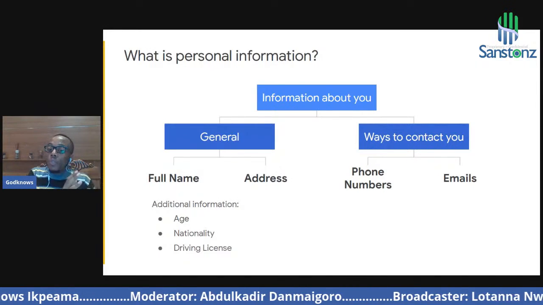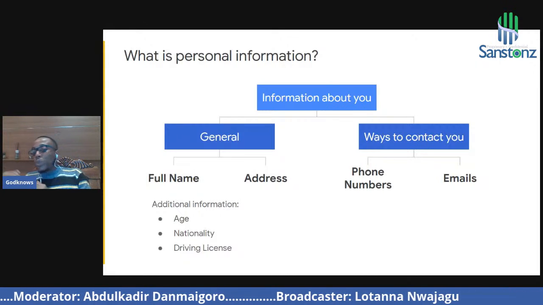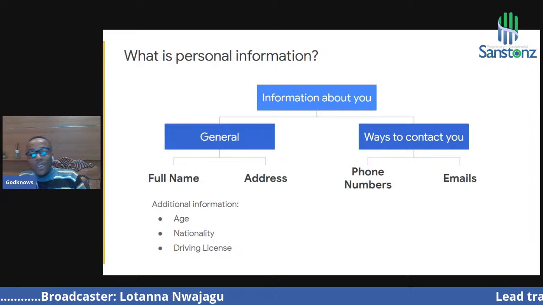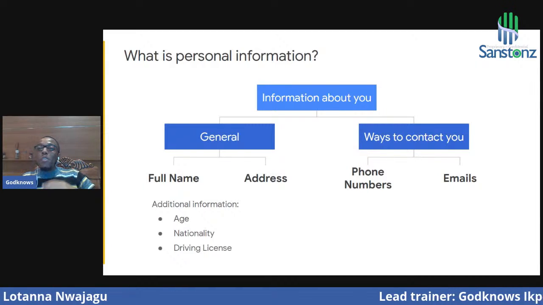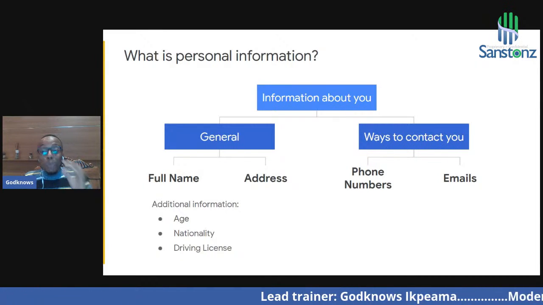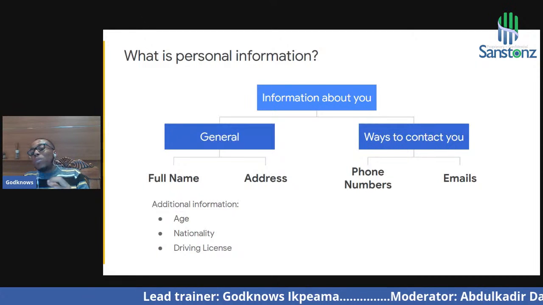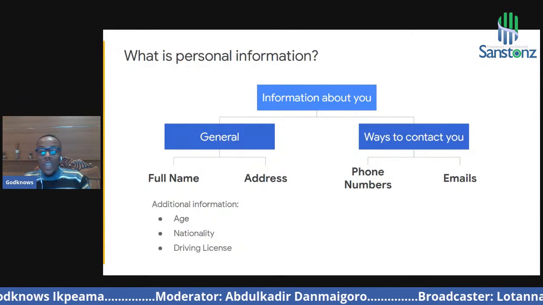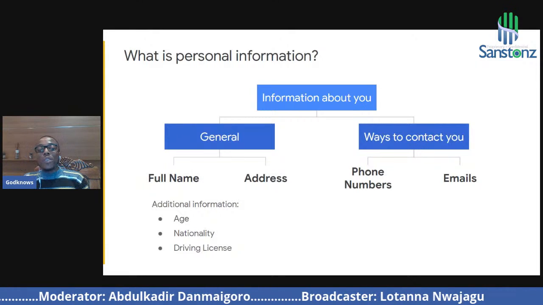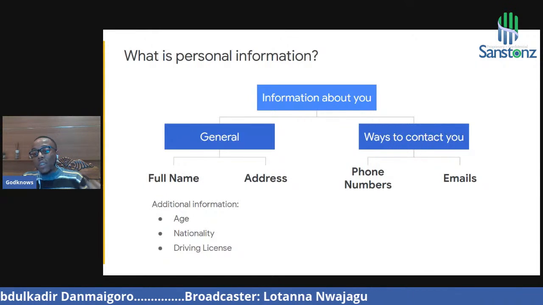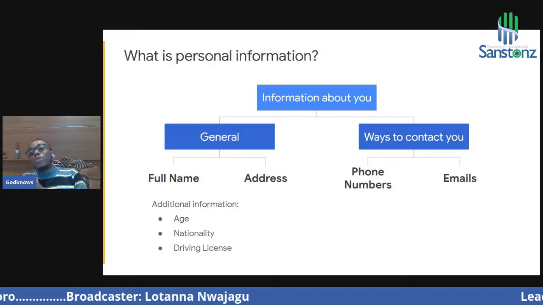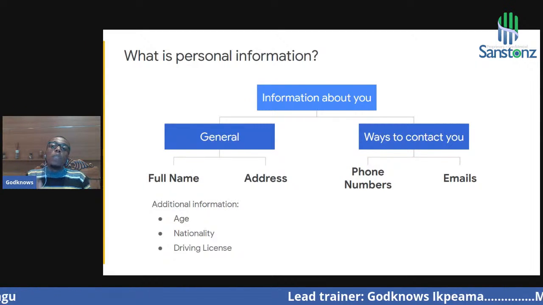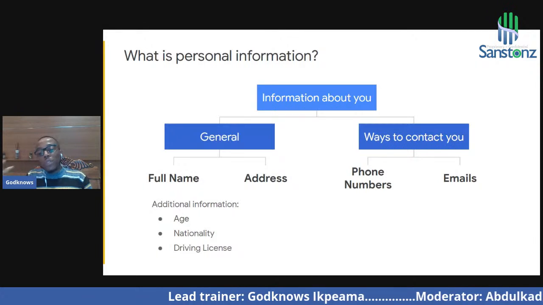The general is your full name and your address. Now, ways to connect you could be phone number, emails. You can maybe decide to have fun and add your LinkedIn profile or any of your social media handles you think will be relevant enough for your boss, or whoever is looking through your CV, to see. So add information like age, nationality, and driving license. That is, if you drive. All right, if you drive. But if you don't, it's not a prerequisite. It's just something to boost it up.